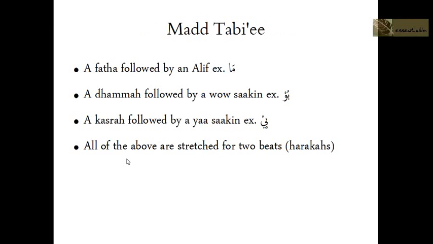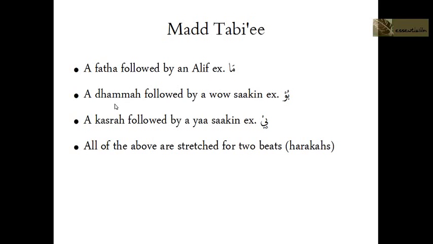Now the first and the most basic type of mad is mad tabi'i. There are three types of mad tabi'i. The first is a fatha followed by an alif. So any letter that has a fatha followed by an alif, that's one kind of mad tabi'i. An example is here, ma. So mim has a fatha followed by alif.